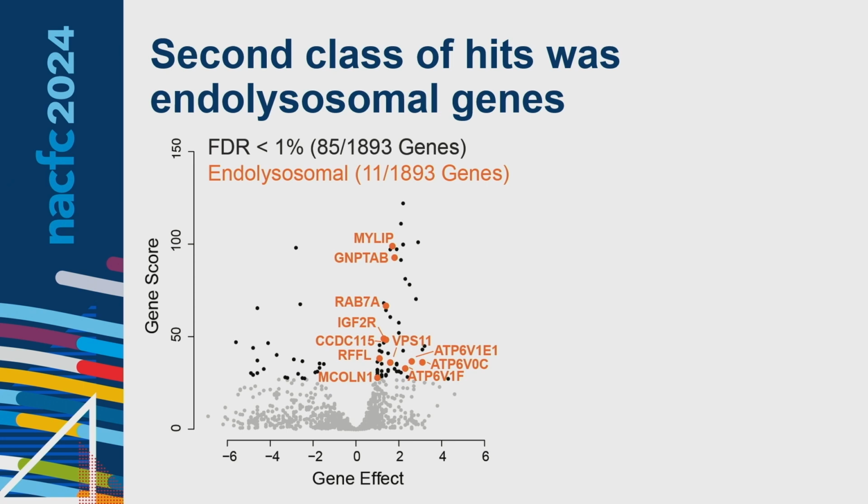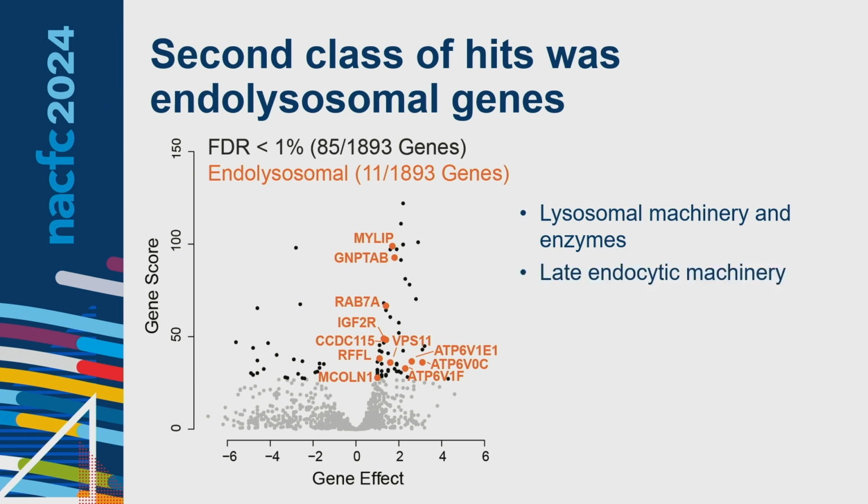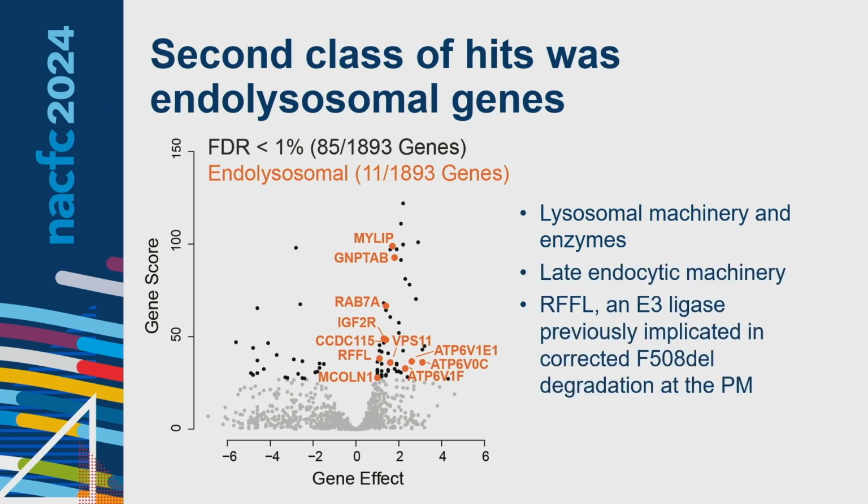The second class of hits that we observed were endolysosomal genes. And to be clear, none of these genes came up in our screens with uncorrected F508del. And we saw lysosomal machinery and enzymes, late endocytic machinery, and also RFFL, which was an E3 ligase that was previously implicated in corrected F508del degradation at the PM.